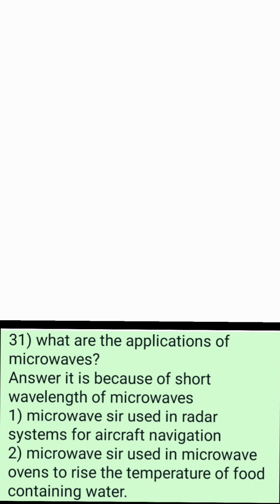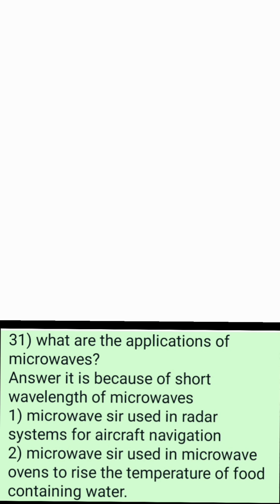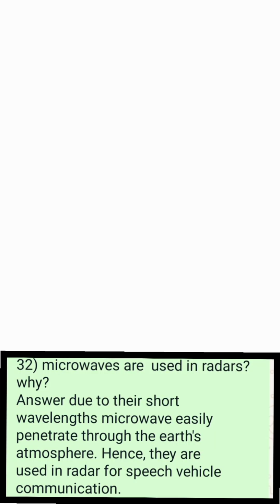Answer: 1. Microwaves are used in radar systems for aircraft navigation. 2. Microwaves are used in microwave ovens to raise the temperature of food containing water. 3. They are used in speed guns to time fast balls, automobiles, etc. Why are microwaves used in radars? Answer: due to their short wavelengths, microwaves easily penetrate through the Earth's atmosphere. Hence, they are used in radar for space vehicle communication.